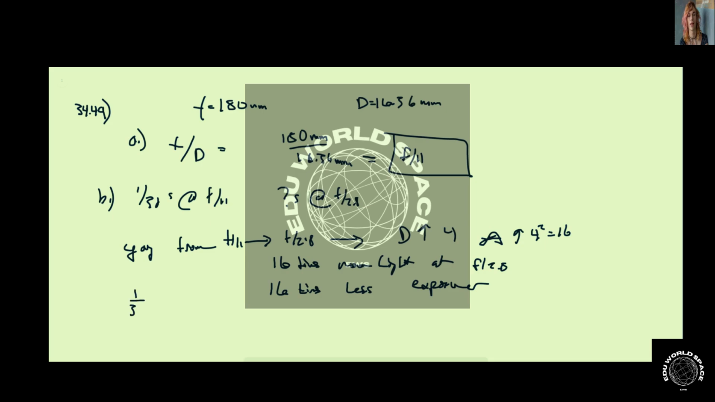Okay, so if we start out with 1/30th second, we need 16 times less. Divide that by 16. This becomes 1/480th of a second, or also 2.1 milliseconds. So that's what the exposure should be. Cool.